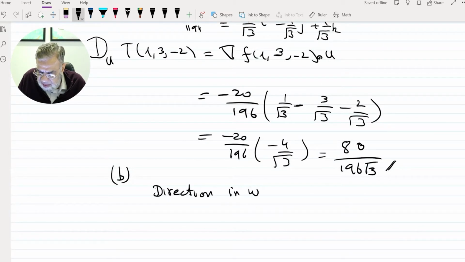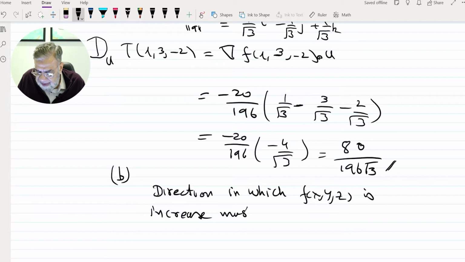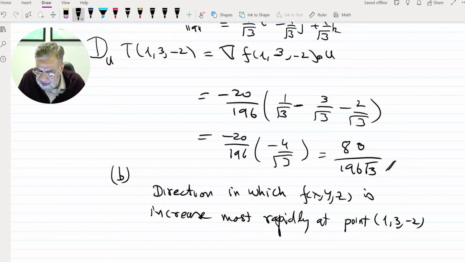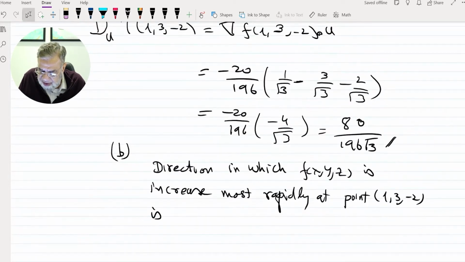in which the function is increasing most rapidly at the point (1, 3, -2). It is the direction of the gradient at the point, the gradient of the function at the point (1, 3, -2).